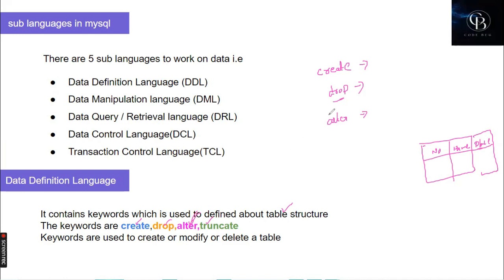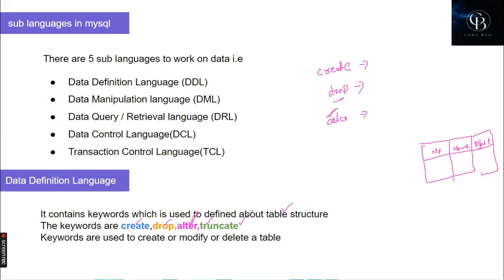Okay. Now what is the use of the alter keyword? The alter keyword is used to change the table structure. Either modifying the table structure, or adding one more extra column, or dropping any column. All those things we will do by using the alter keyword.